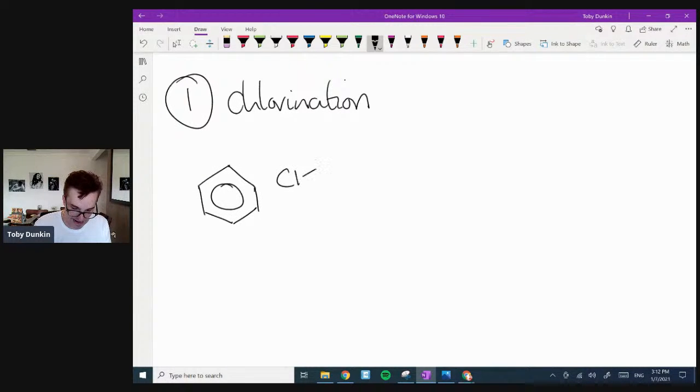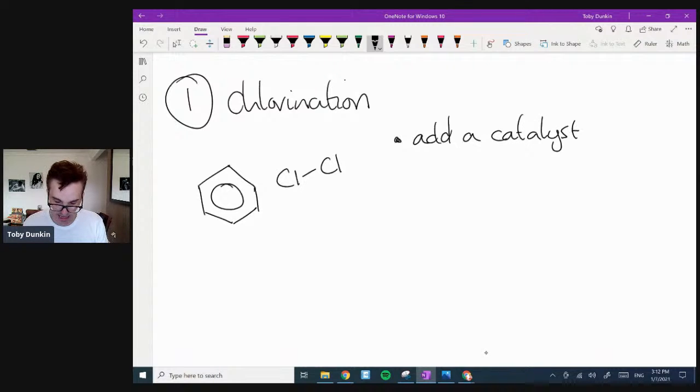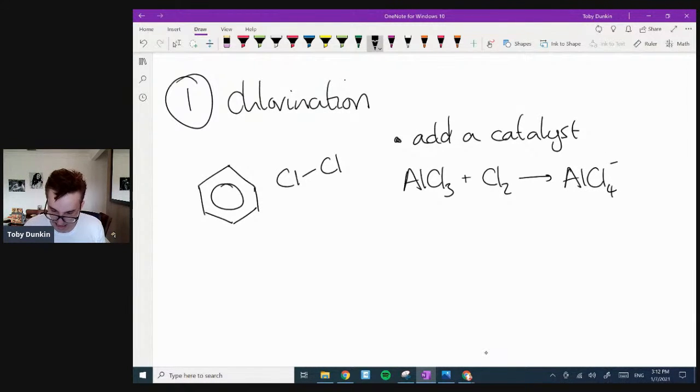Now, it won't react with chlorine gas as a pair. No, that reaction will not happen. So we need to do another reaction first. We need to rip that chlorine in half. So we're going to add a catalyst. Now that catalyst is aluminium chloride. Aluminium chloride loves chlorine. It's going to react with chlorine gas, and it's going to rip off a chlorine with its electron and leave me with Cl+.